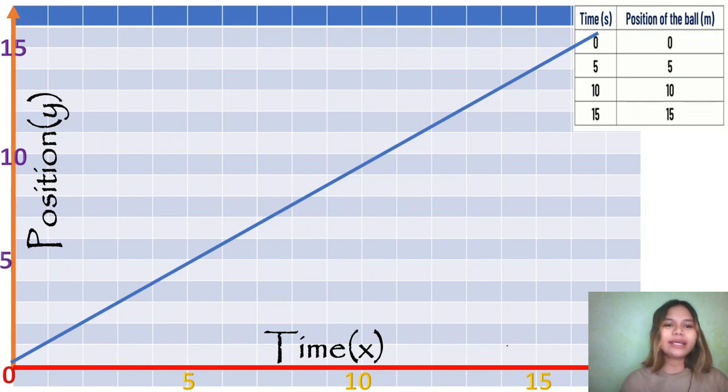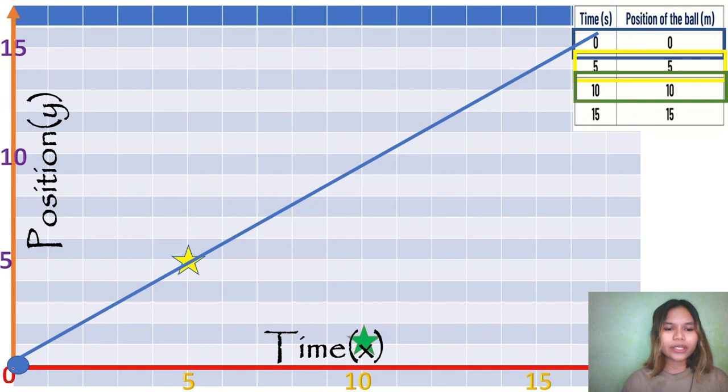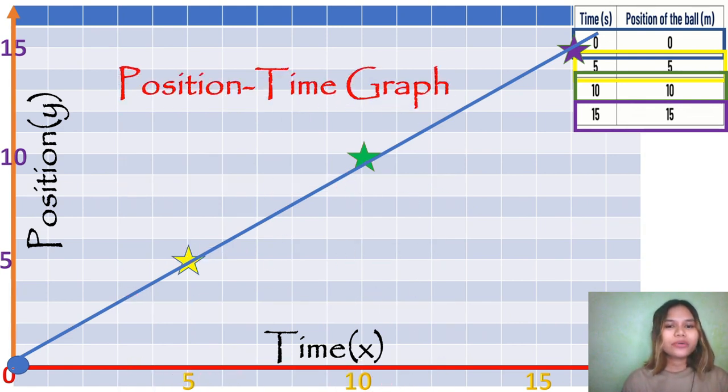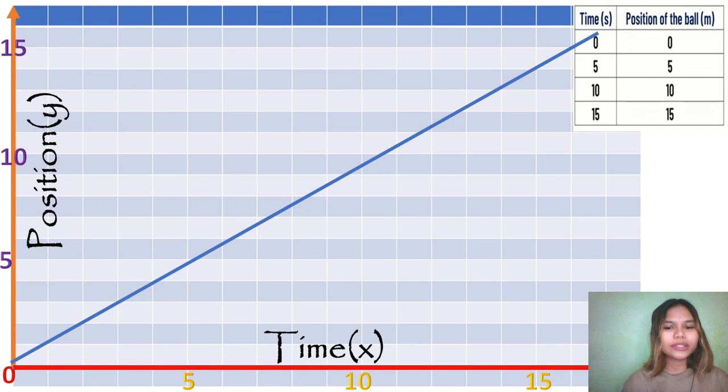So we have here in our graph the 0 point. This will intersect in this section. Okay, so we will put the dot there. Next, we have 5 seconds and 5 meters. So we have here 5. Okay, so let's put it there. Next, we have 10 and we have 15. To avoid confusion, we can put this one here.